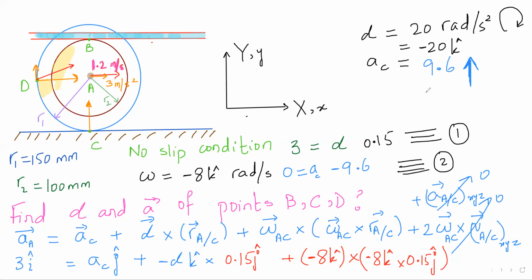5i minus 6.4j. Yes. The final answer is 5i minus 6.4j. You got it? Yeah.